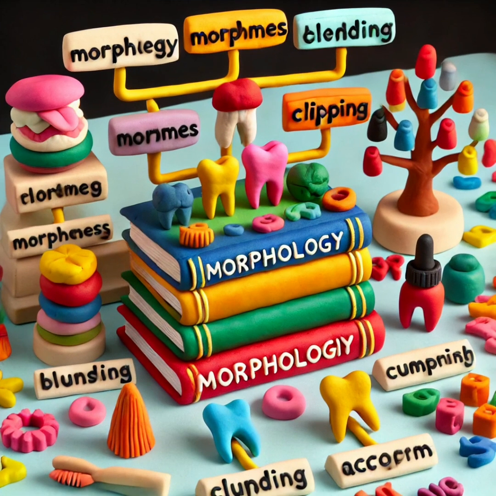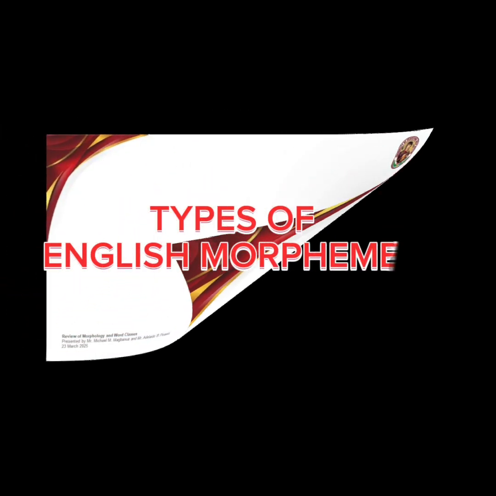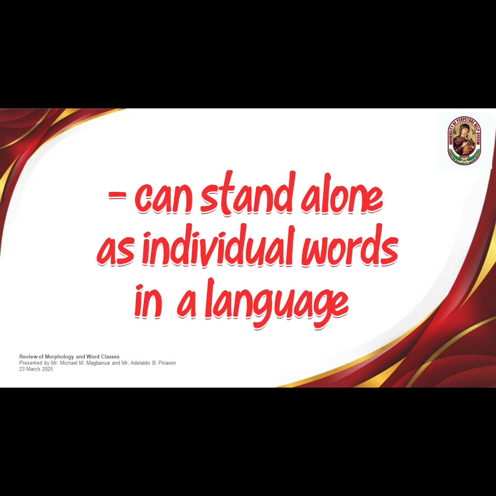Okay, now that you've hopefully got some confidence in your ability to identify the number of morphemes present in a given word, let's talk about different types of morphemes. First, let's talk about free morphemes. Free morphemes are those that can stand alone as individual words in a language.